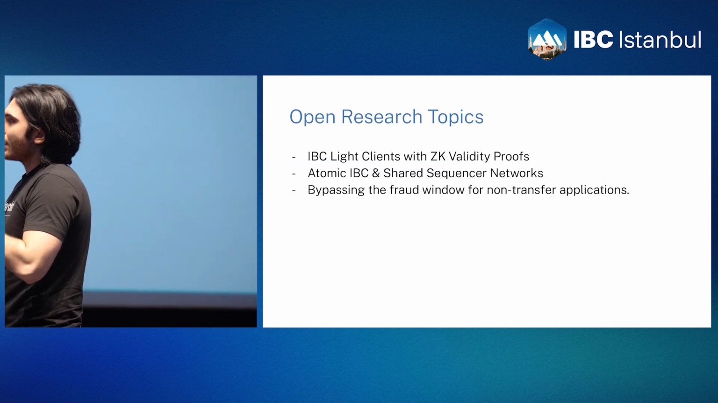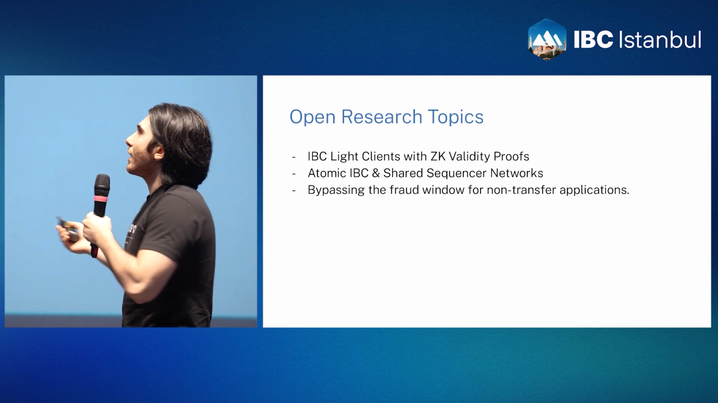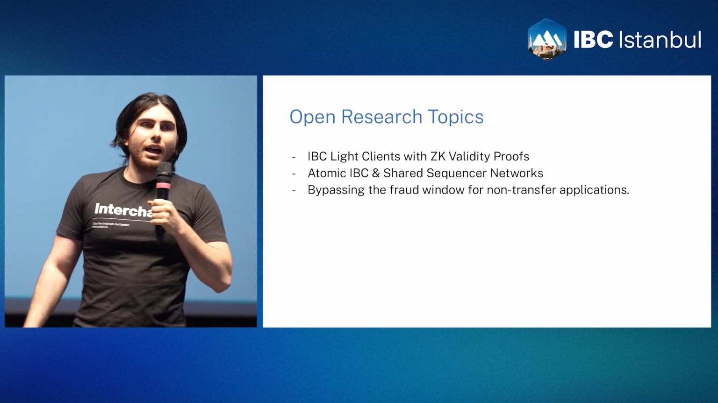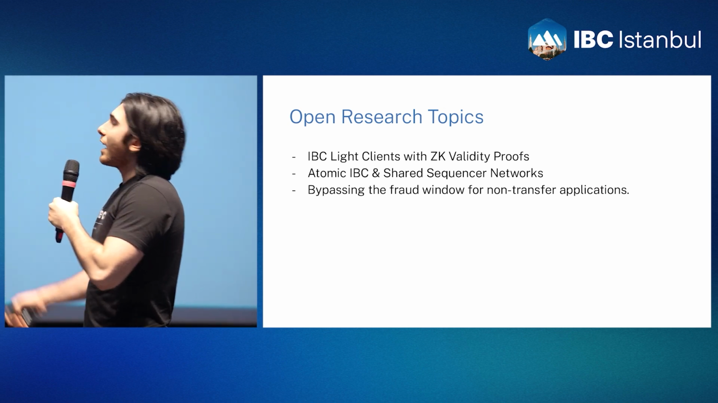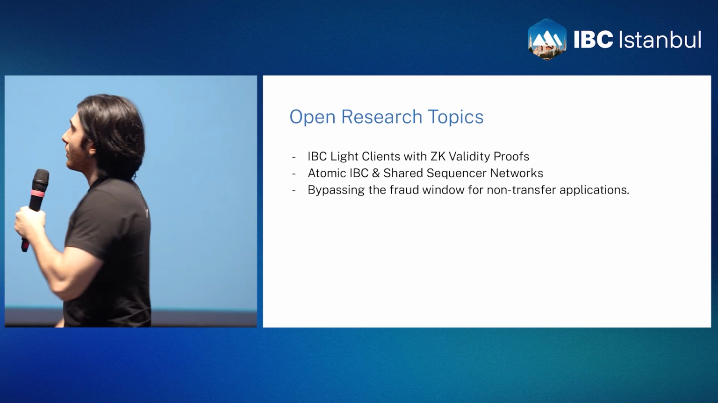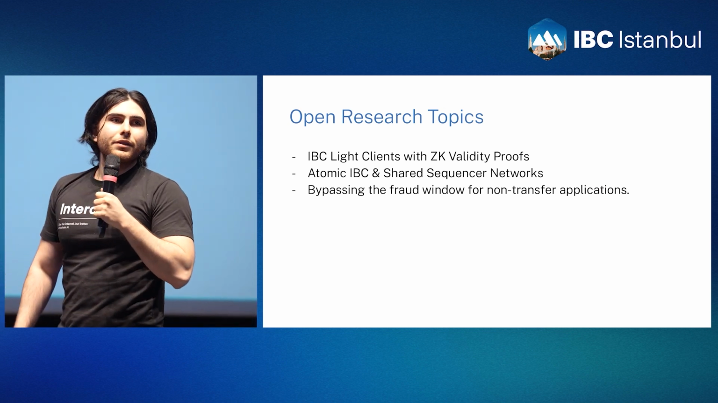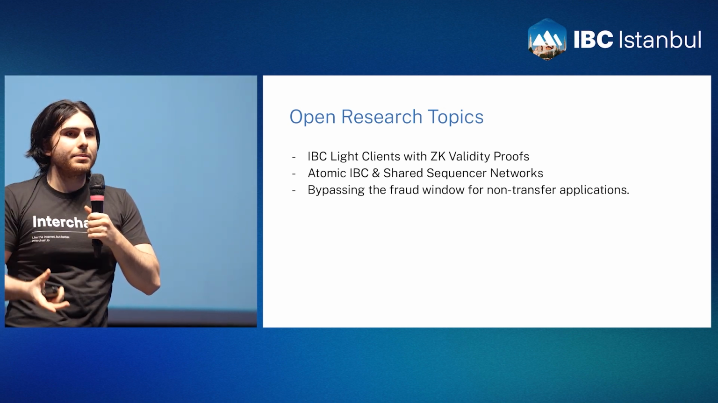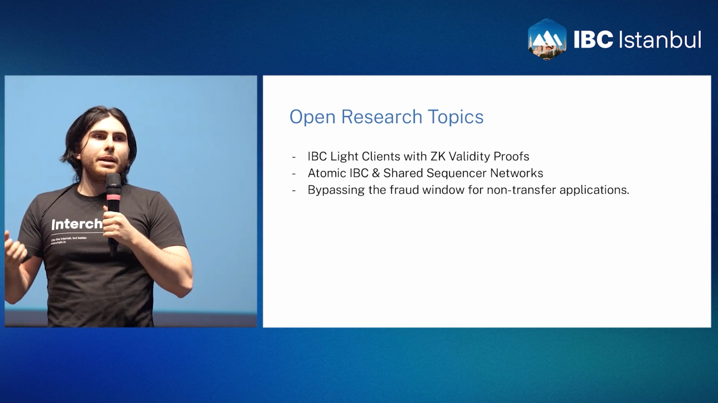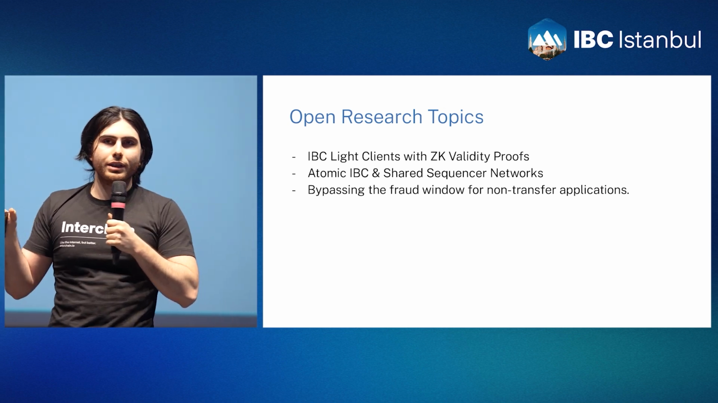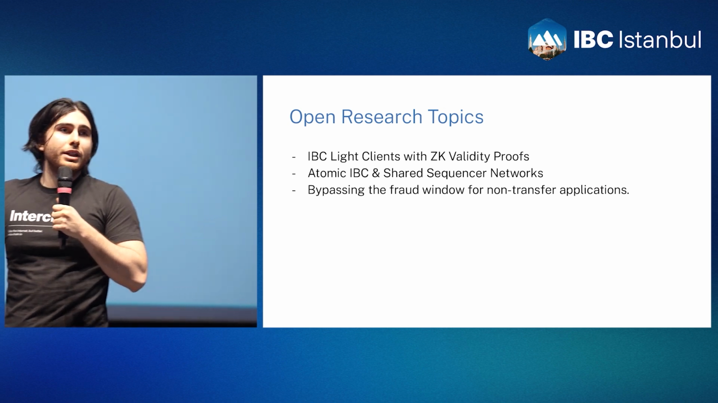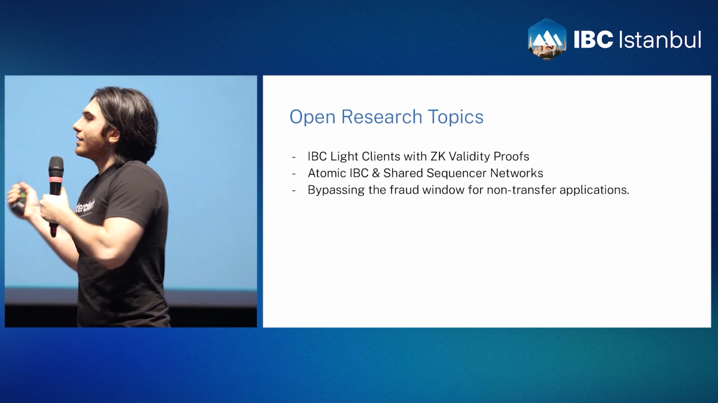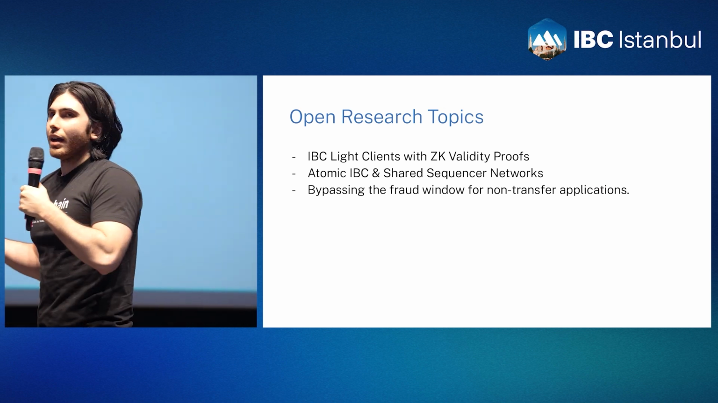Yeah, so I guess there are some open research topics as well, like an IBC light client with ZK validity proofs. In that case, you wouldn't necessarily need the fraud window, but I haven't seen an implementation of this yet, so that's an open research area. Atomic IBC is a very interesting research area as well. Let's say you have multiple rollups secured by the same settlement, and you want to send multiple packets but make sure they're executed atomically between these. This is even an open research area in the Cosmos ecosystem currently. There's some research into it, but it's not even implemented in the current IBC implementation we have.